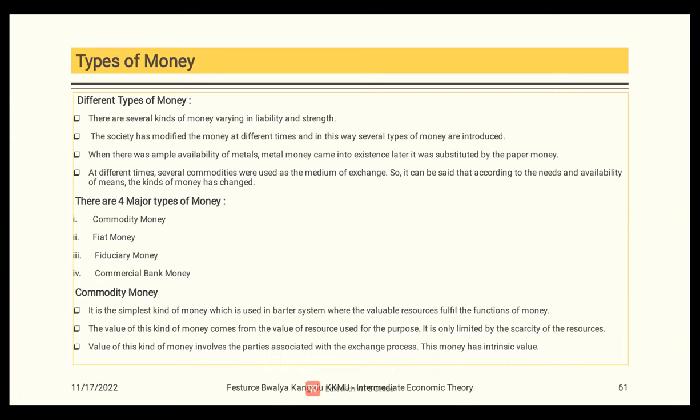So it was very interesting in those days if you follow the history of money. What used to happen was, since gold was very difficult to carry, it was heavy.